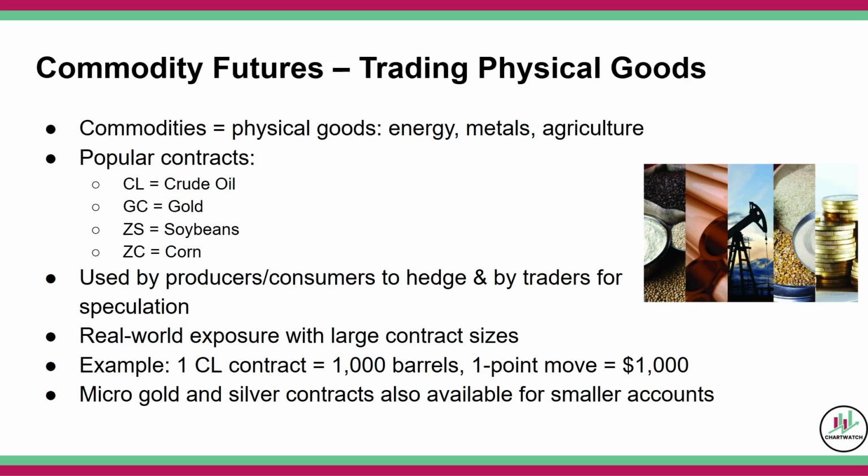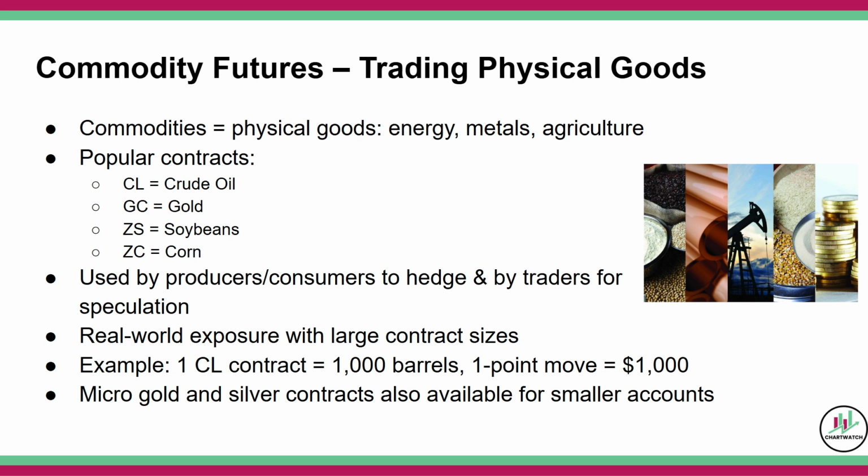Next, you have something called commodity futures. Now, if you don't know what commodities are, this is like oil, wheat, gas, etc. So this includes energy, gas, metal. The most commonly traded commodities are crude oil, which has the ticker symbol CL, gold, GC, corn, ZC, soybeans, ZS, and silver, SI.